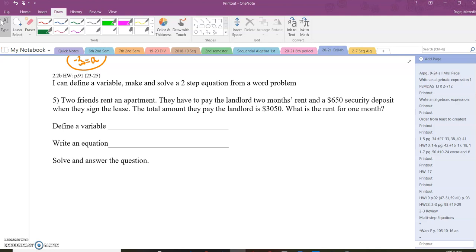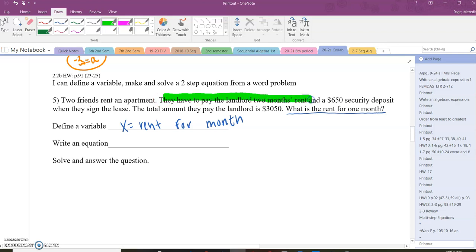So the question, that's always going to be what I'm looking for. That's going to be my variable. So x is equal to rent for 1 month. Now, important information. Well, they have to pay the landlord 2 months rent and a $650 security deposit. The total is $3,050. That's all important. So now we got to write an equation.